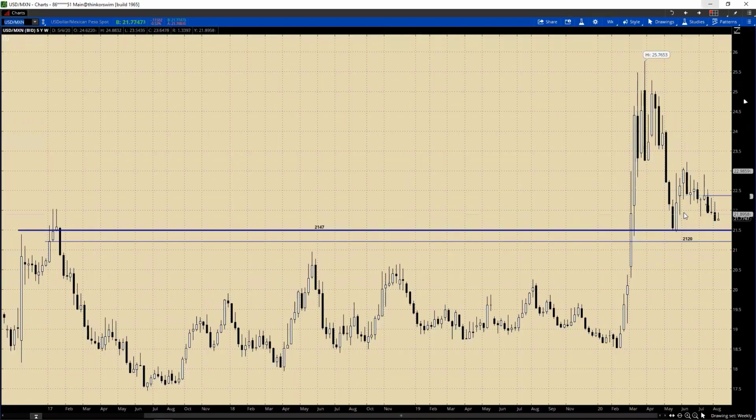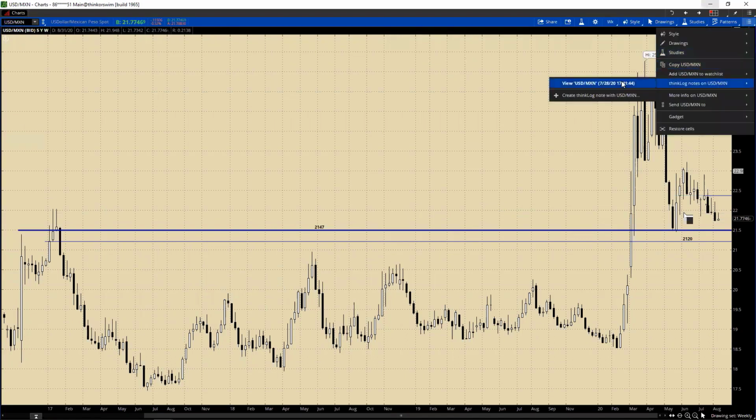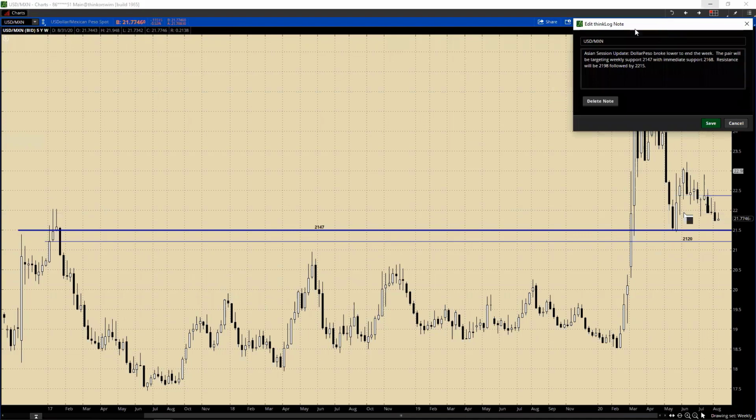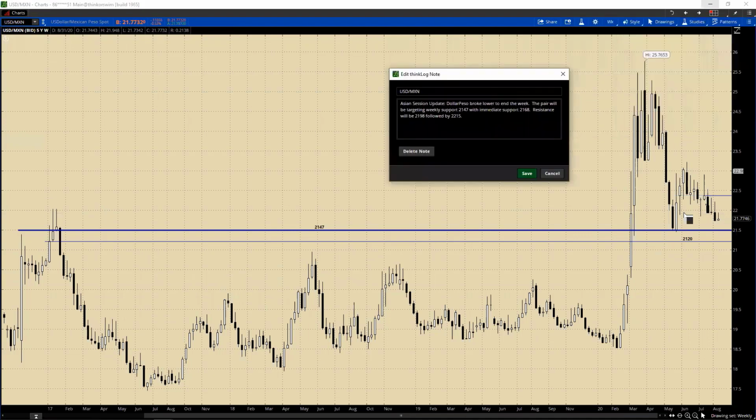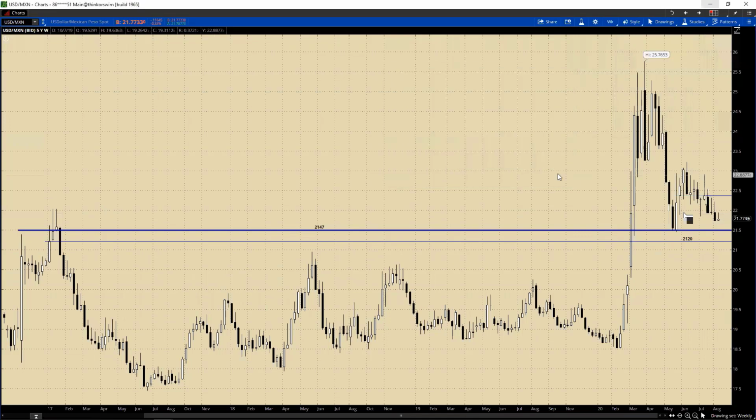Dollar peso continues to go way down here. Dollar peso broke lower to end the week. The pair will be seeing this. I don't know why it takes me so long to update it, which I already did. 2174 was that key area, and we opened the door to target 2147. Yesterday, we got to as low as 2173.